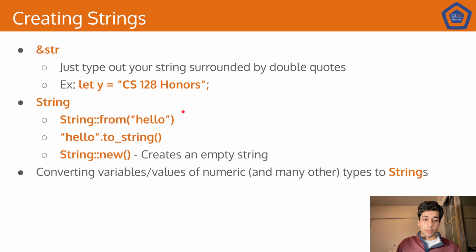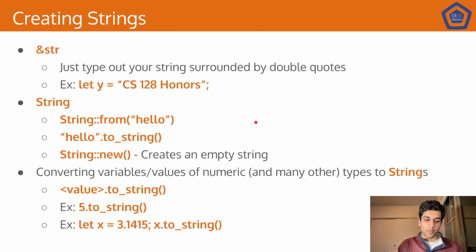To convert variables or values of some numeric types and a few others, you can use the .to_string method. So .to_string, if it's available, will convert whatever type to a string. So 5.to_string, or you have some variable x.to_string gives you x as a string. Or, sorry, rather 3.1415 as a string.